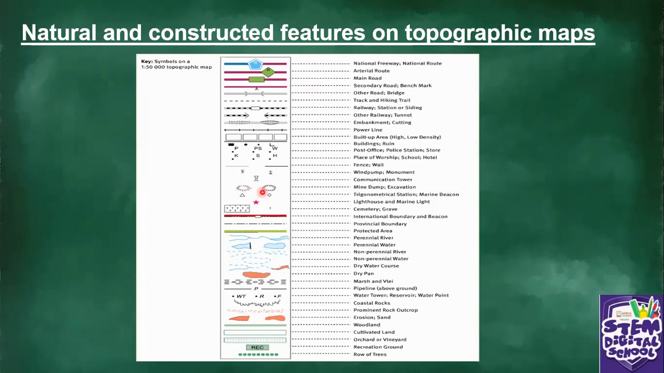So when you're using a map, you just use your key, you check what you're looking for. Maybe you're checking for a power line. Here's a power line. So you can see the symbol, and then you go to your map. You check this line, and you have your power line. Okay.